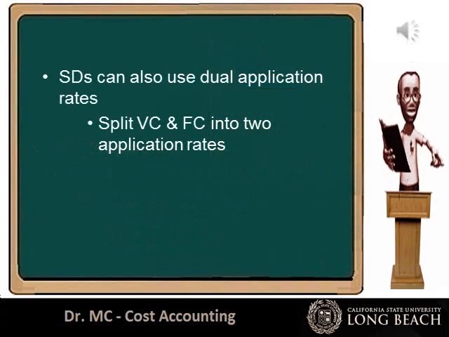A more complex way to allocate the support department's cost would be to use two application rates. With a dual rate approach, the firm would divide the cost to run the support department into its fixed costs and its variable costs. The firm would then allocate the support department costs using two different application rates.